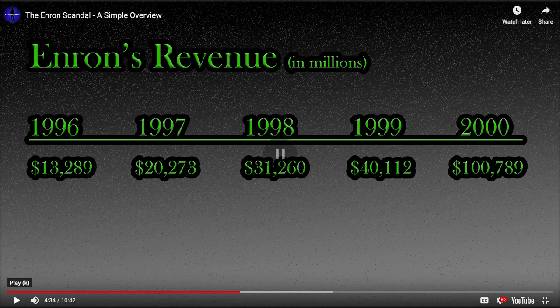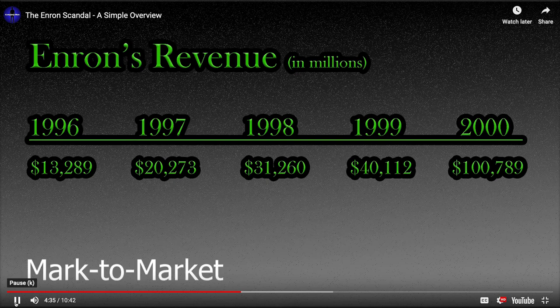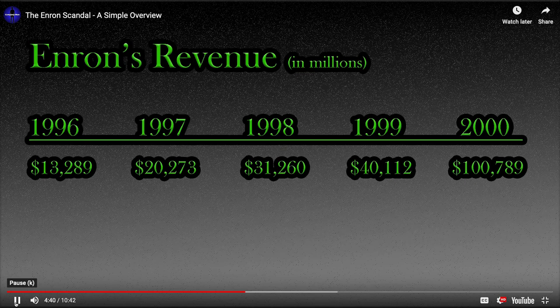If you look at these numbers, it should be pretty obvious. I don't know how you make revenue grow by a factor of 9 in 4 years, between 1996 and the year 2000, or even how you get it to increase by 50% between 1997 and 1998, or 33% between 1998 and 1999, or more than double between 1999 and 2000. It's thanks to something called mark-to-market accounting. Its effect is basically being able to recognize revenue when you have no revenue.